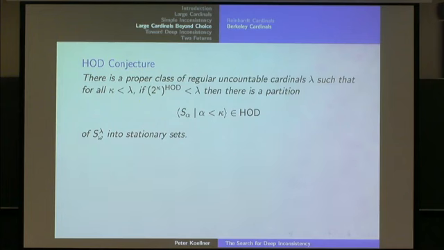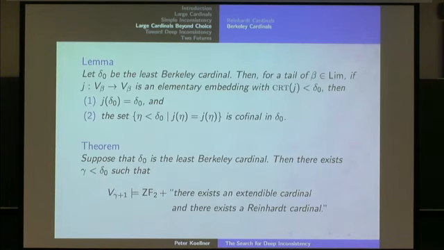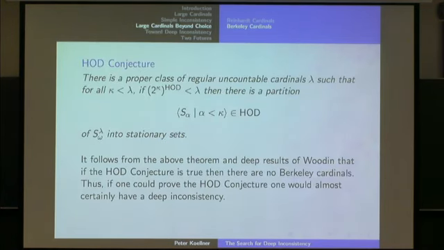So it follows from the above theorem, this theorem says that a Berkeley cardinal rank reflects an extendable and a Reinhardt. It follows from that theorem and deep results of Woodin that if the HOD conjecture is true, then there are no Berkeley cardinals. Now, there's very good reason to think that the HOD conjecture, the silly conjecture, if true, has a very difficult proof. The evidence for it largely comes from inner model theory. There's a conjecture called the Ultimate L conjecture of Woodin, which implies the HOD conjecture, and the Ultimate L conjecture is kind of like the holy grail of inner model theory, and if there's going to be a proof of that, it's going to be very deep. So this would be an example of a deep inconsistency.